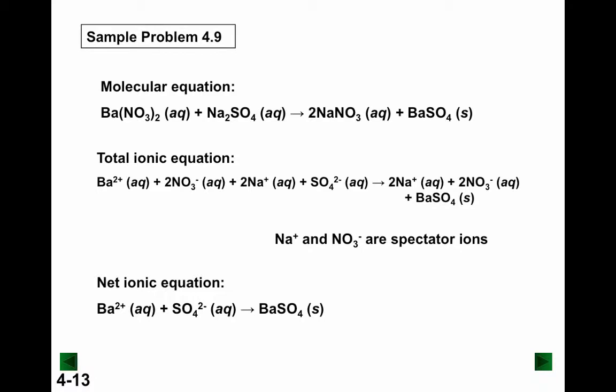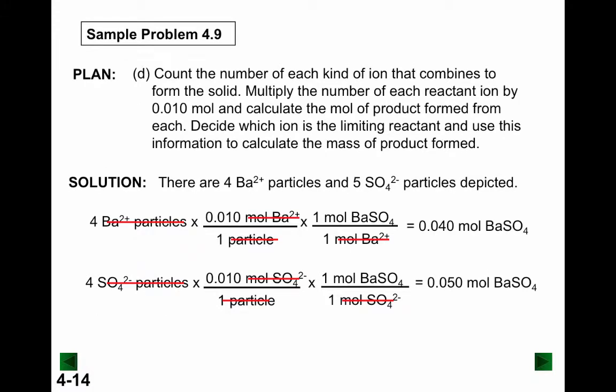Here are the solutions to the three equations: the molecular equation, the total ionic, and the net ionic equations. Were you able to come up with these equations? If not, do you understand now that you've seen the solutions? Please let me know if you need any help. In part D, we are asked to determine what is the maximum mass of precipitate that can form if each particle represents 0.010 mole. We have the equations that we need to help us with this on the previous slide.